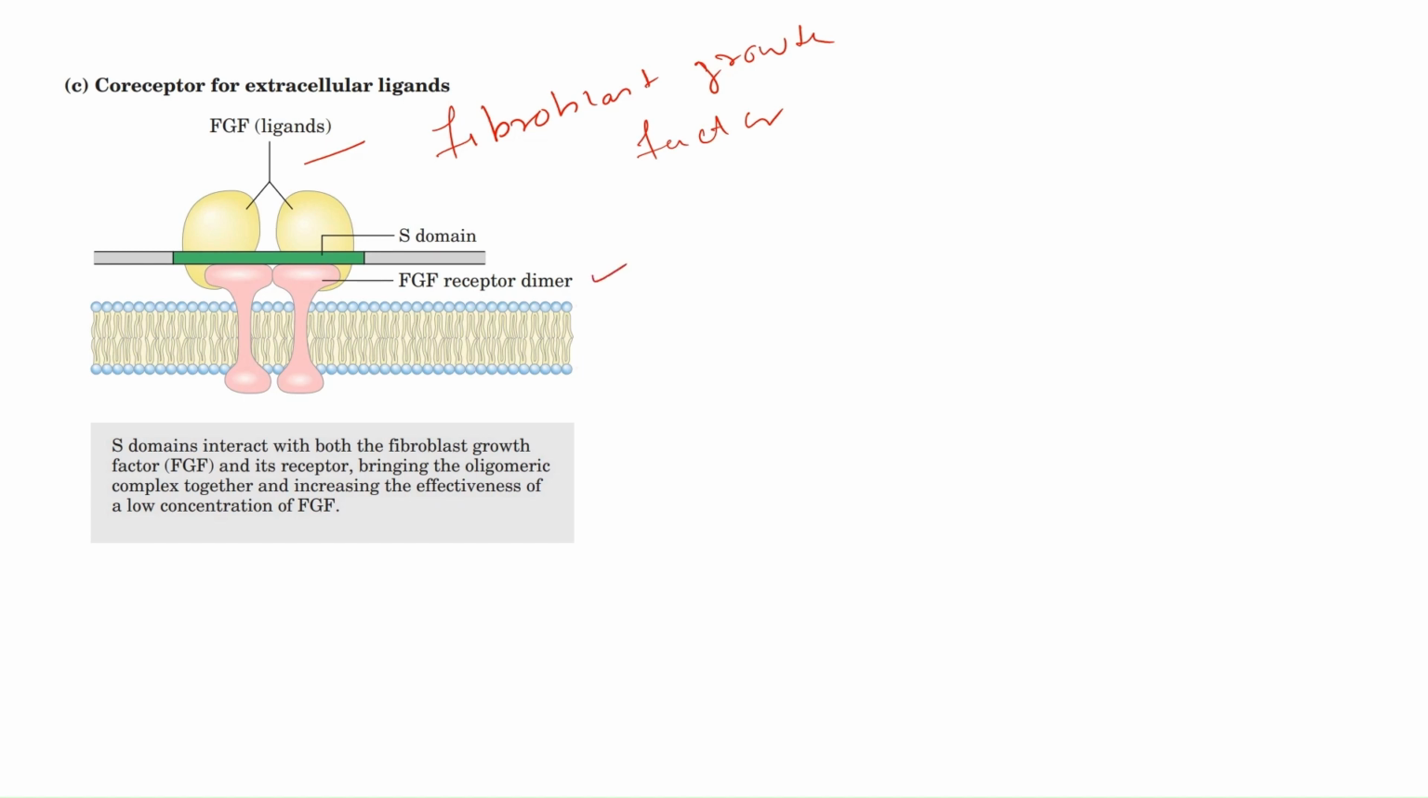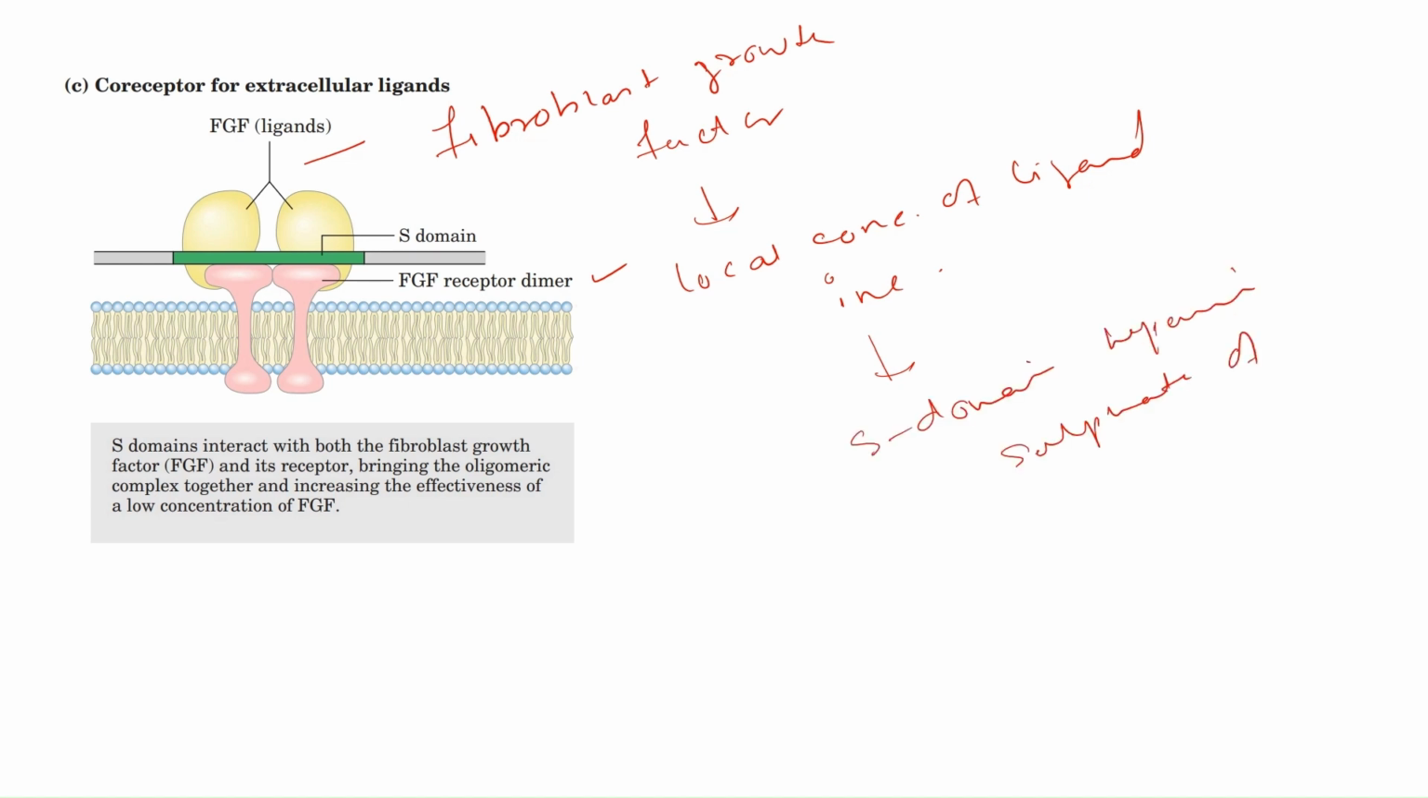So what is happening here? Because of the S domain, the local concentration of ligand will increase, and it will bind with the S domain of the heparan sulfate of the syndecan molecule of the target cell. The function of FGF is cell division.